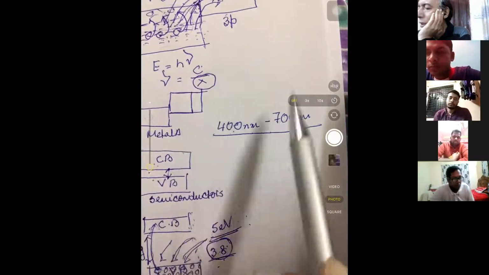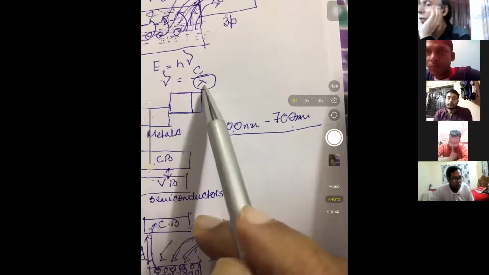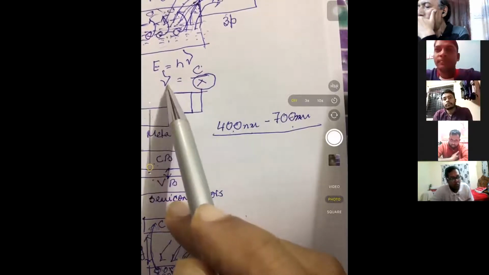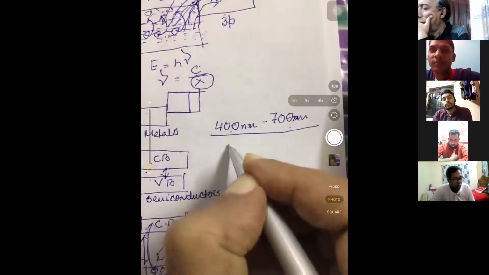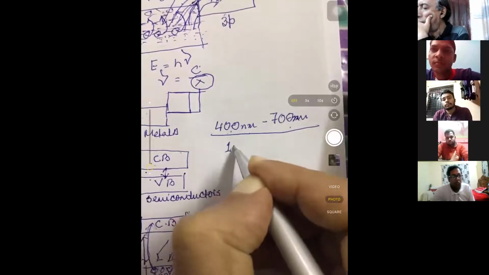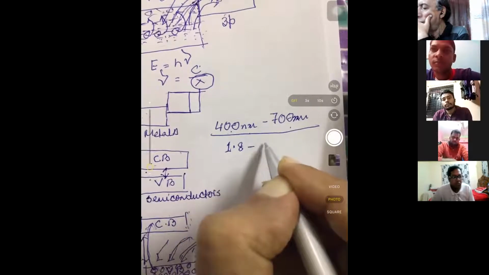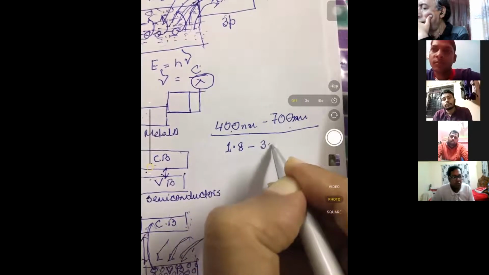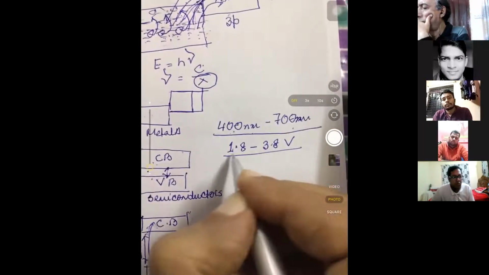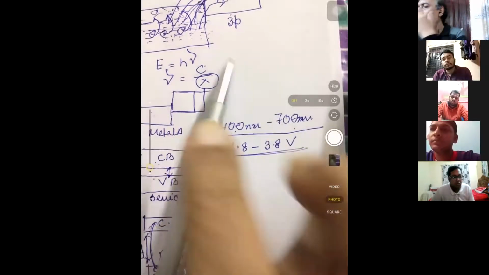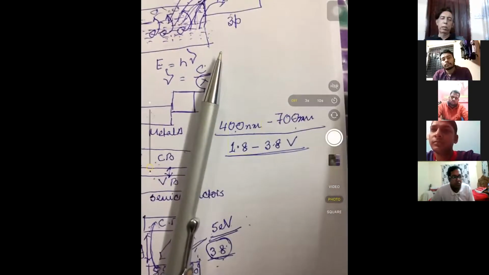And if the wavelength is 700, then nu is lower, then E is also lower. So it is actually about 1.8 to 3.8 volt. Rather, I think 1.8 to 3.8 volt. Actually, it is like that.